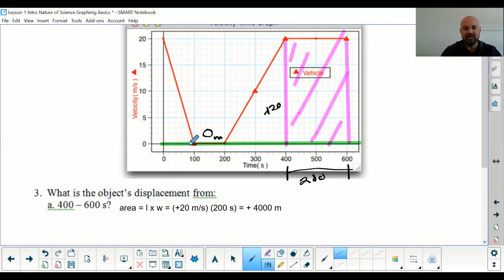And that makes sense, right? Because you're going 0 meters per second for 100 seconds. So if you're going 0 meters per second, that means you're stopped. And if you're stopped, you're not moving anywhere. So there's no displacement. So there's no change in position.